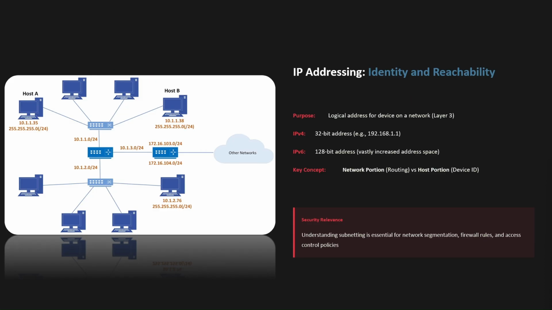First, let's talk about IP addressing. An IP address is a device's logical identity, essential for routing data across the internet. It operates at the internet layer, or layer 3. We primarily deal with IPv4 and the rapidly growing IPv6. The key concept here is the split. Every IP address has a network portion, which tells routers where the network is, and a host portion, which identifies the specific device on that network.